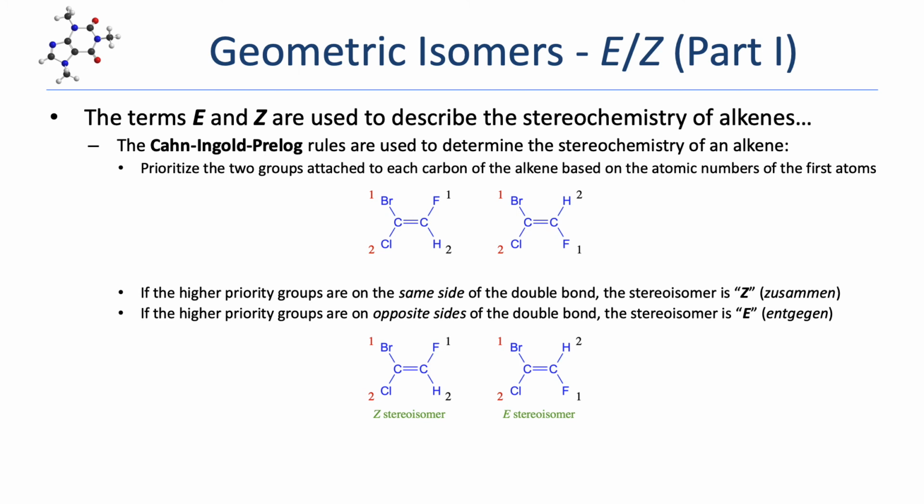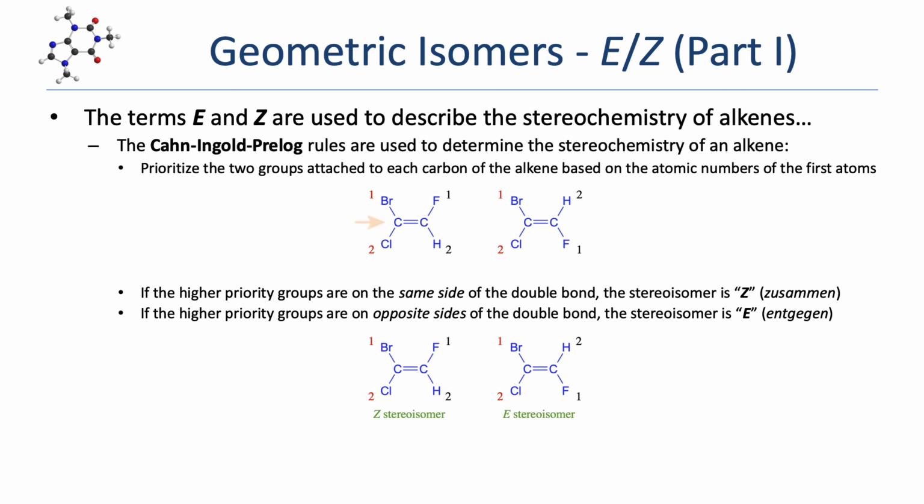In order to determine which isomer you have, the E or the Z isomer, we have to apply the Cahn-Ingold-Prelog rules. The general process is pretty straightforward. You simply prioritize the two groups attached to each carbon of the alkene based on the atomic numbers of the first atoms. So here I've got two stereoisomers of the same alkene.